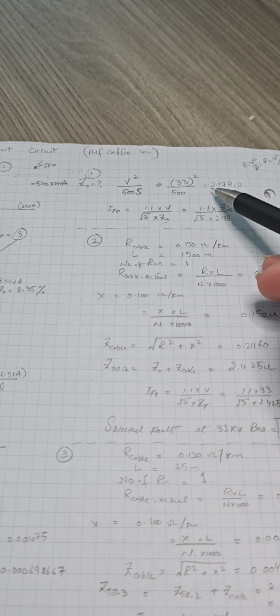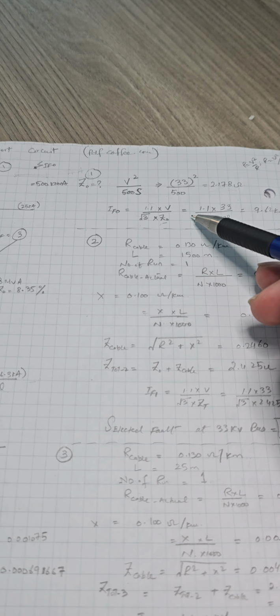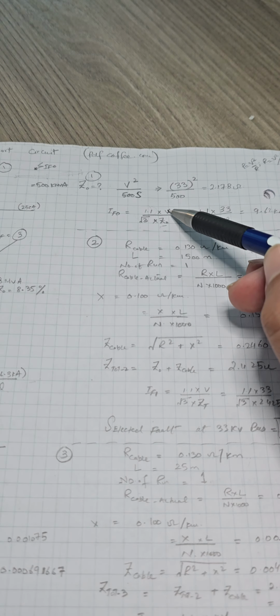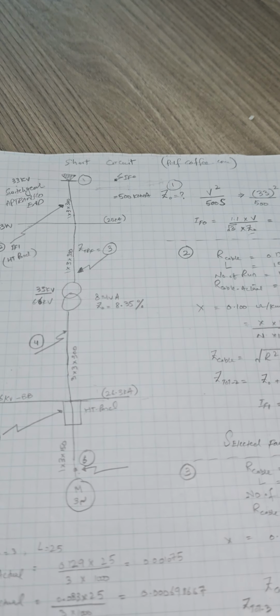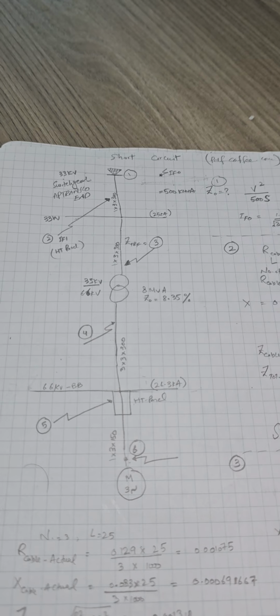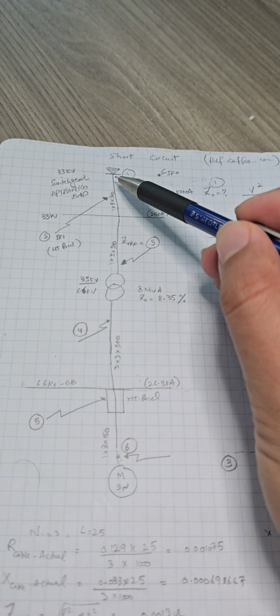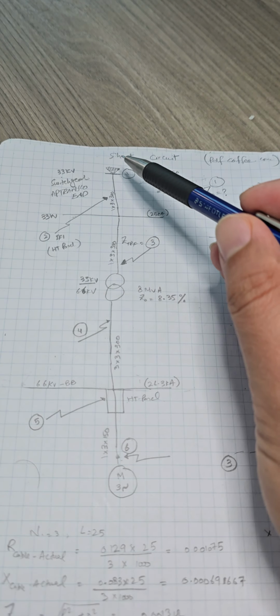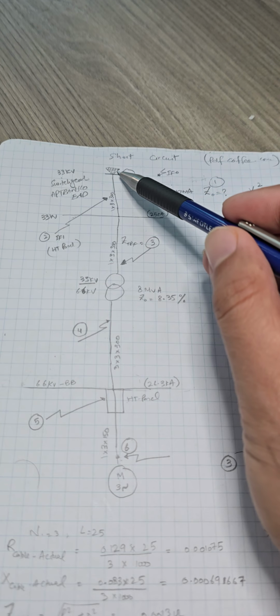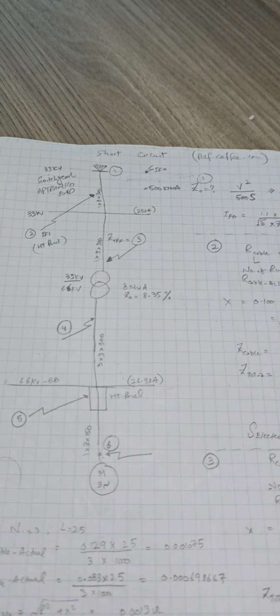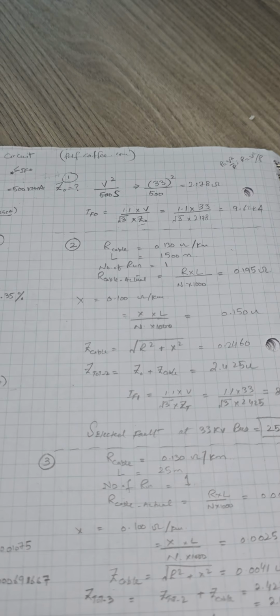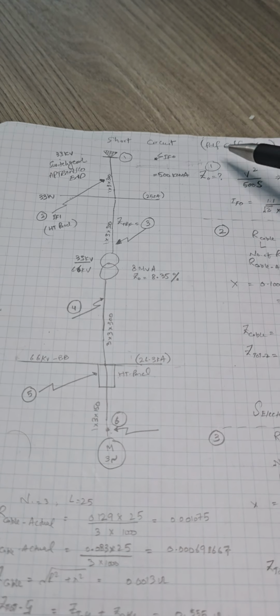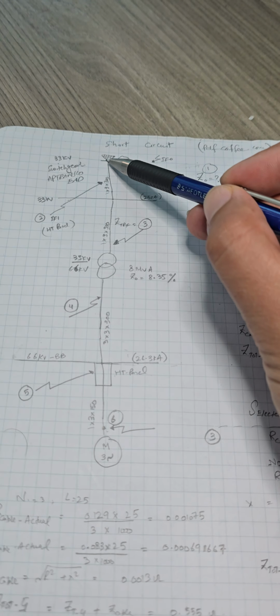Then we simply put this value here, the value of voltage we already know, and then we come to know that it is 9.6 kiloampere. So the first short circuit calculation, the short circuit current of the grid, is found out to be 9.6 kiloamps. So this value is at this point.